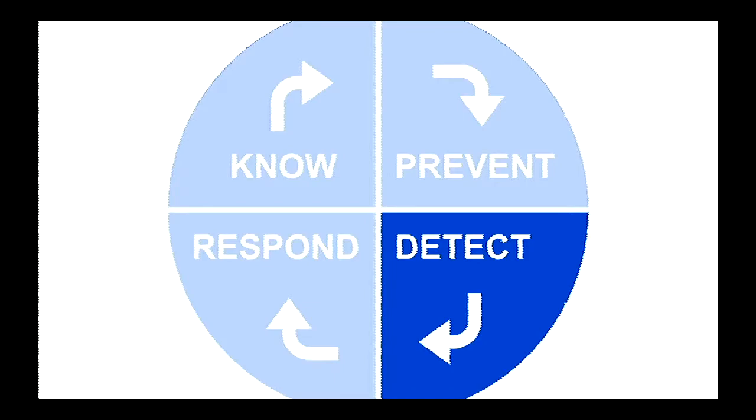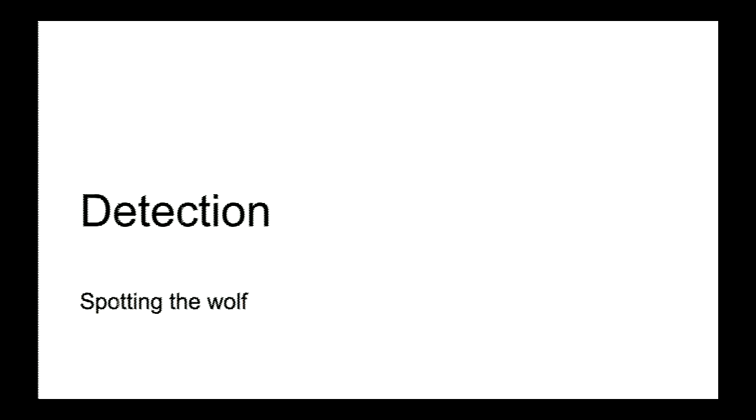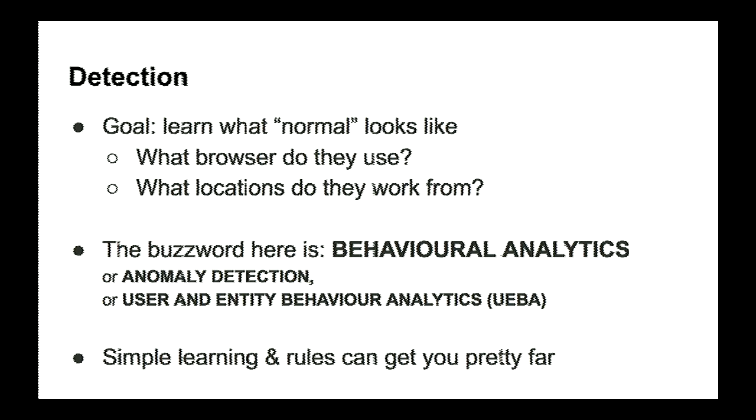So that's some ways to prevent it. How do we detect it? We know we won't stop everything, so let's go about detecting it when it does happen. So we want to spot the wolf.